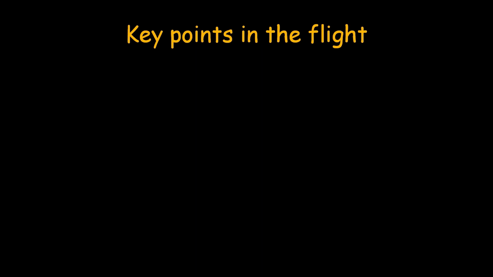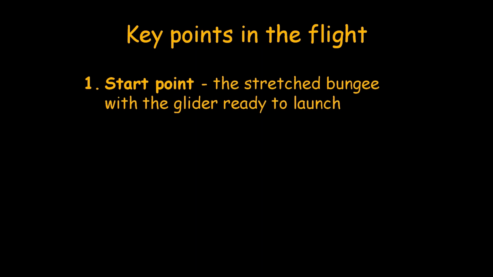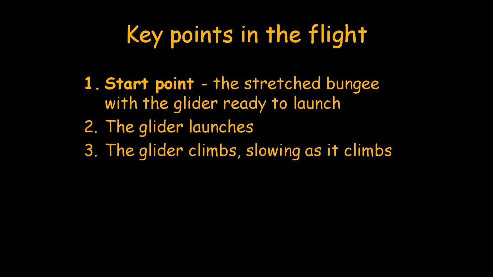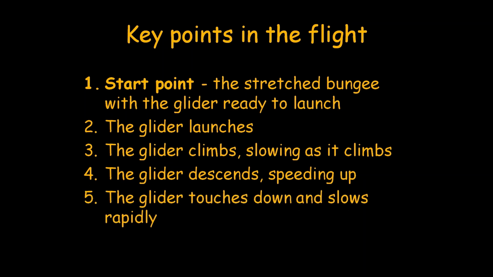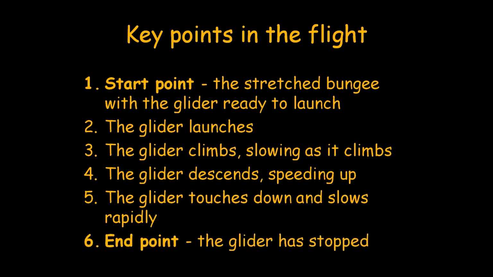I observed the following stages in flight. My start point is the stretched bungee with the glider ready to launch. Then the glider launches. As it goes, it climbs, slowing slightly as it climbs, and then from the peak of its flight it descends and speeds up a little. Then it touches down. When it touches down, it slows rapidly, so my end point is the glider has stopped.